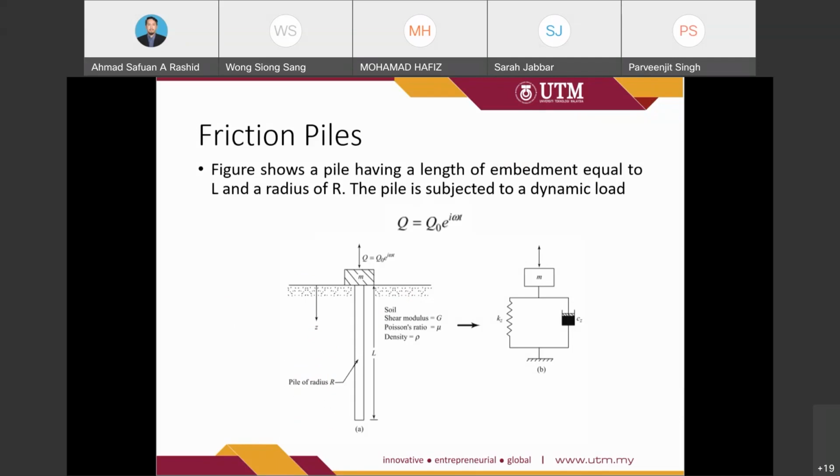So the figure below shows a pile having a length of embedment equal to L, and the radius of R. The system is subjected to a dynamic load, which is Q. So this is figure B, and this is figure A. Forgot to mention here.